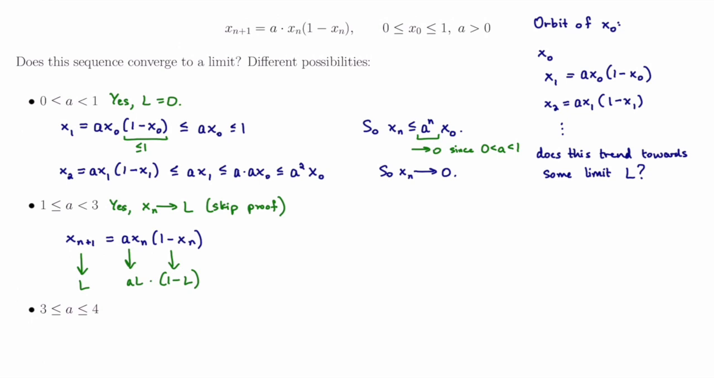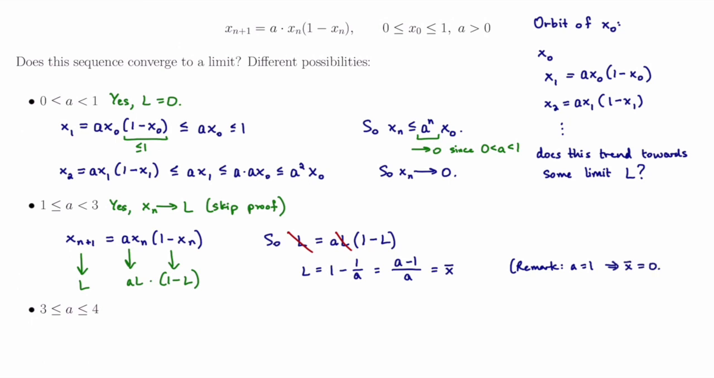So that gives us an algebraic relationship for the limit L. We can say that L equals a L times 1 minus L, and then we solve for L. First I can cancel out L, and then if I isolate the remaining term, we get L equals 1 minus 1 over a, which is often written a minus 1 divided by a. We can call that x bar. Notice if a equals 1, x bar actually equals 0, so you could roll that into the first regime if you wanted to.